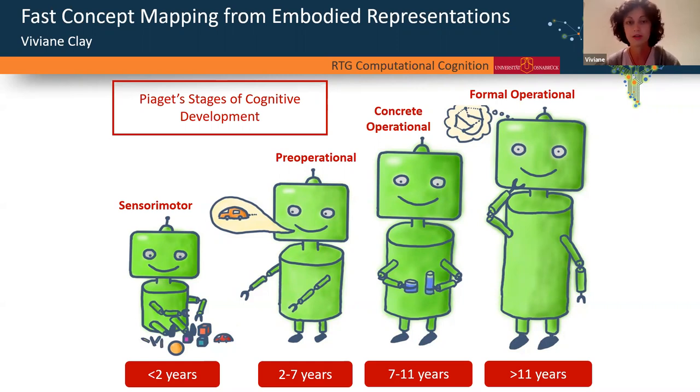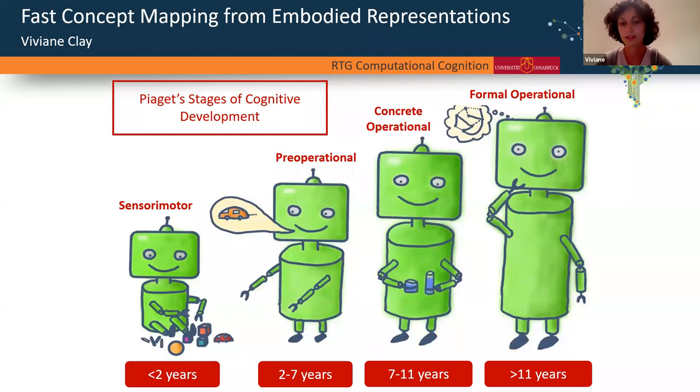Then later on in development, children learn that if you have a tall, narrow glass of water and then you fill the water into a wide, small glass, it is still the same amount of water. I was actually surprised that this is only understood starting at the age of 7.